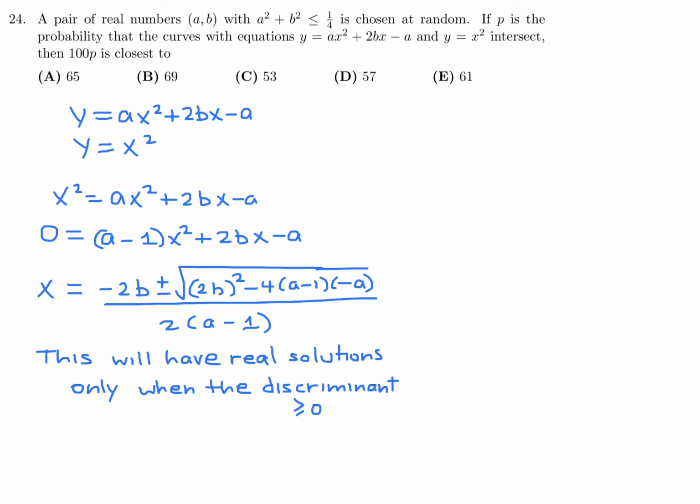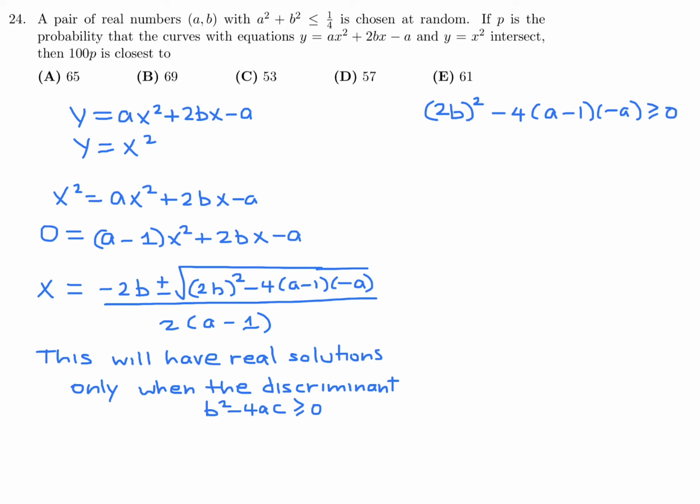And it will have real solutions only when the discriminant is greater than or equal to 0. You guys remember the discriminant, right? It's what's underneath the radical sign. So normally that is b squared minus 4ac. And in our case, it's what's under the radical sign. So that basically means that our discriminant has to be greater than or equal to 0. So in our case, that is 2b squared minus 4 times a minus 1 times negative a, and that's got to be greater than or equal to 0.